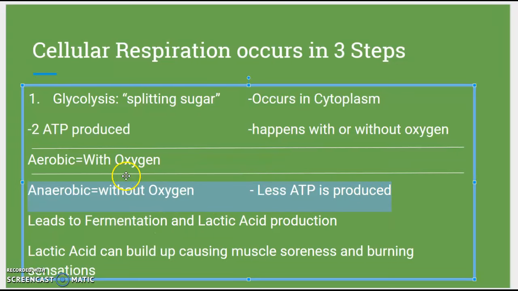So remember, aerobic is with oxygen, anaerobic is without oxygen, and during anaerobic respiration, much less ATP is produced. If you go through the path of anaerobic respiration, a couple different things can happen. So either we can get fermentation or lactic acid production.